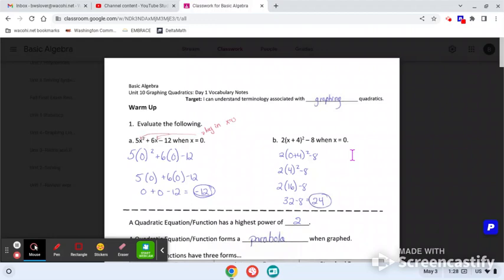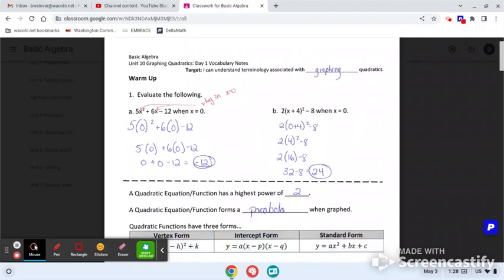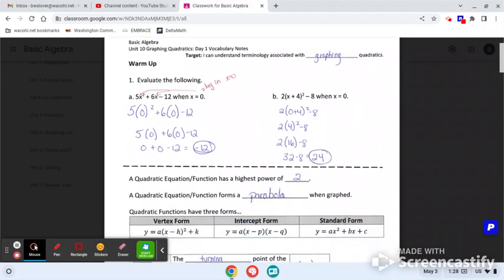Today we're going to talk about graphing quadratics. Specifically, we're going to get into the vocab that you're going to need in order to graph said functions. So we're going to start with just some evaluation because we're going to be evaluating a lot this unit. So let's get our mind thinking about evaluation again.